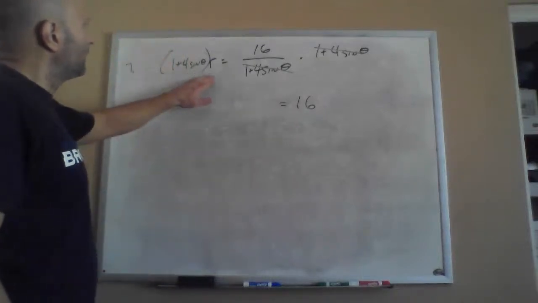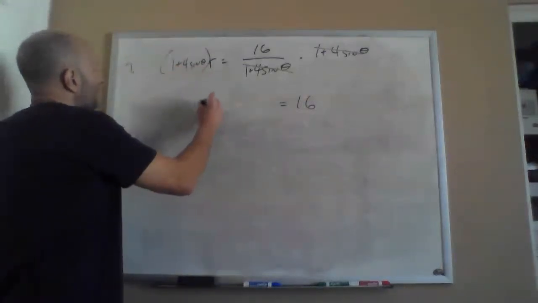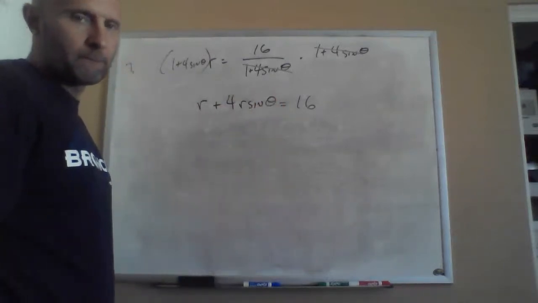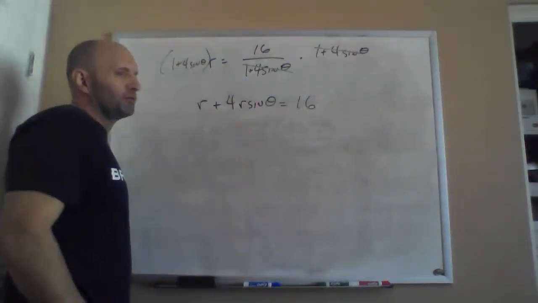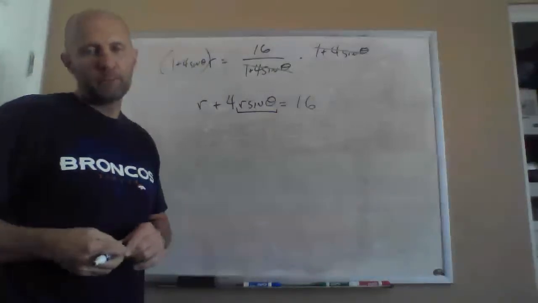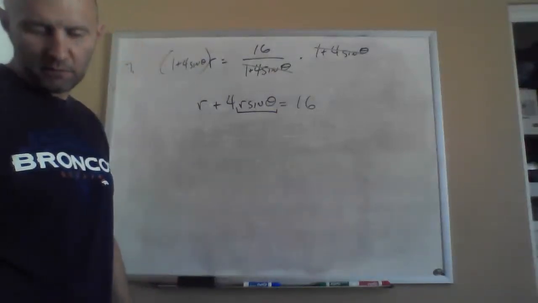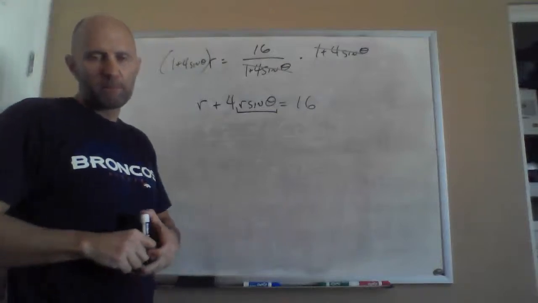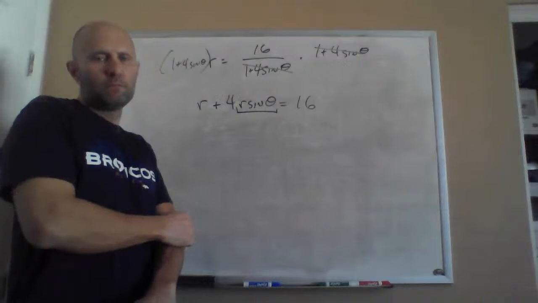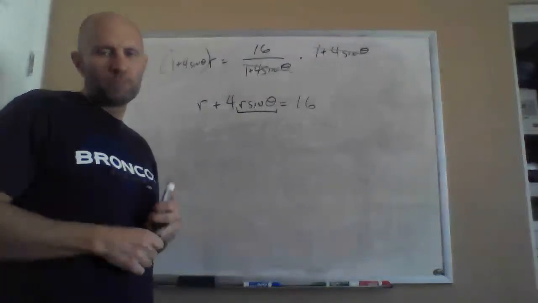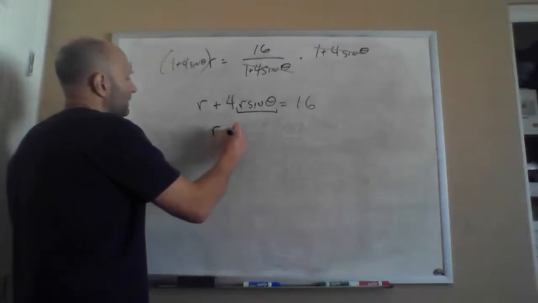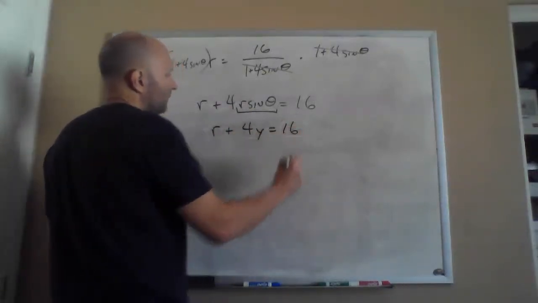On the left side, distribute the R. So I get r plus 4r sine of theta. So I'm trying to make these substitutions. I have one that I can make here. R sine of theta is equal to what? What substitution can I make here? R sine of theta. Everybody still here? Yes, it's equal to y. So this can really be rewritten as r plus 4y equals 16.